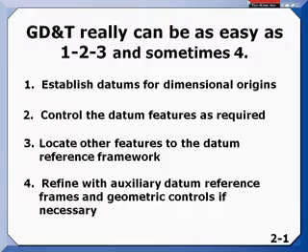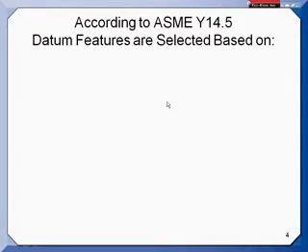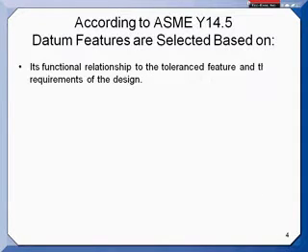And then step 4, only if necessary, is refining with additional datum reference frames and geometric controls, but only if necessary. So I want to go back up here to where we're establishing datums. Just how do we go about that? Well, if we look to the standard for guidance, we're told that the datum features are selected based on their functional relationship to the toleranced feature and the requirements of the design. That's kind of a nebulous thing in some sense.